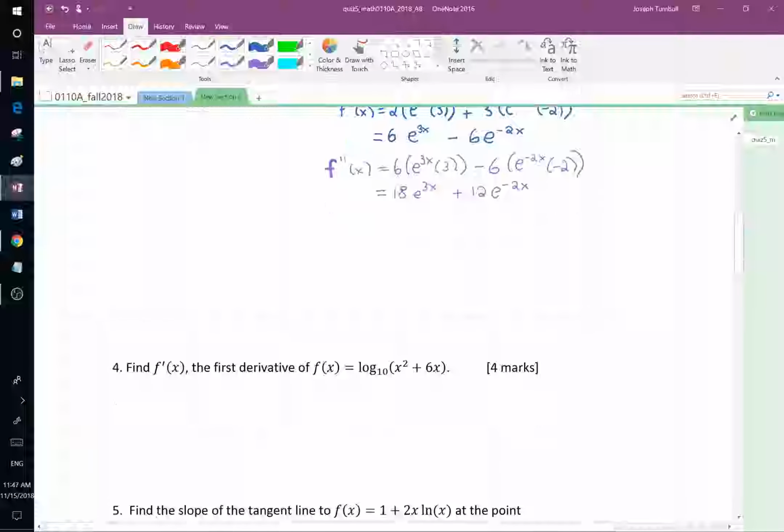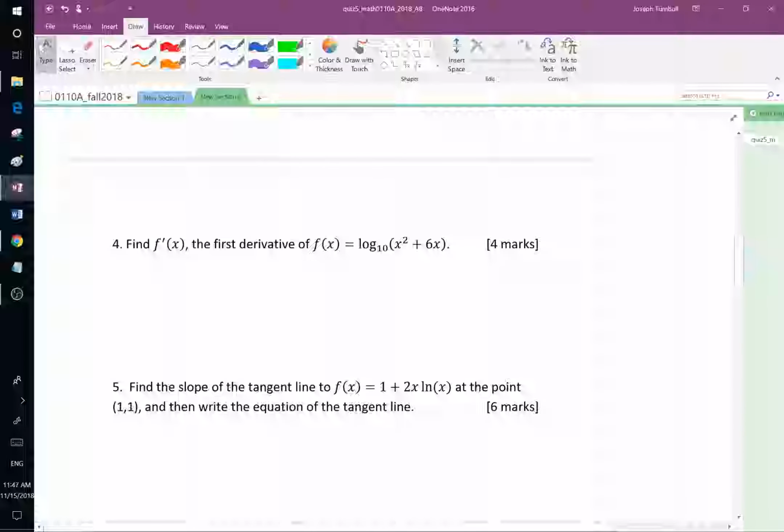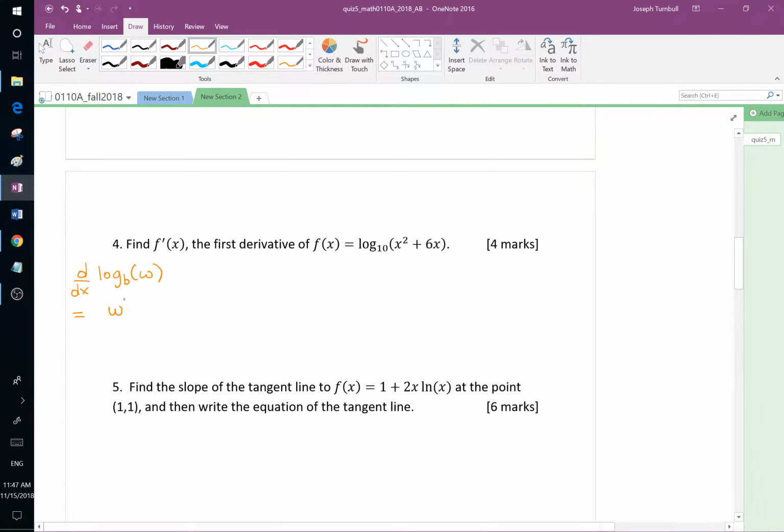Okay, number 4. This one requires a different derivative rule than what we've used already, so I'll write that down. If we're taking the derivative, d by dx, of log base b of a function w, what we'll get is w prime over w times the log of the base. You have to memorize this. So that's our formula that we use for the derivative.